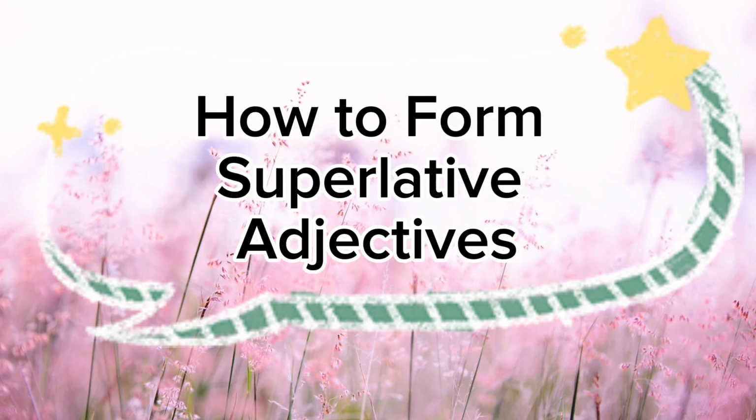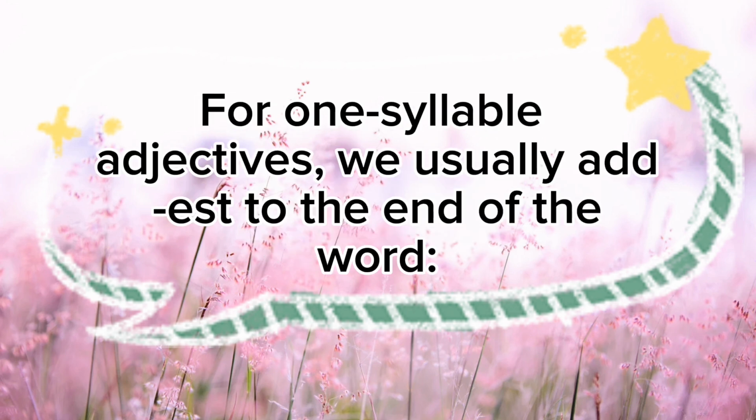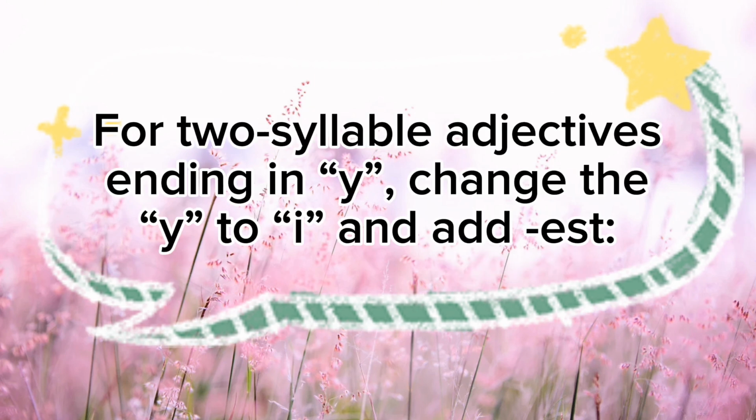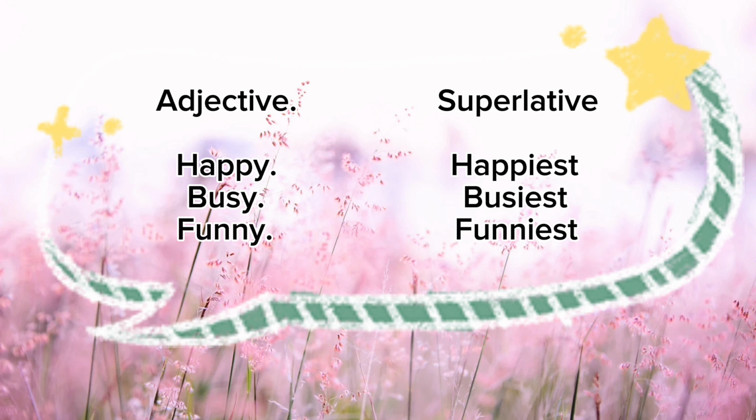How to form superlative adjectives. For one-syllable adjectives, we usually add "est" to the end of the word. Adjective, superlative: tall, tallest; fast, fastest; small, smallest. For two-syllable adjectives ending in y, change the y to i and add "est." Adjective, superlative: happy, happiest; busy, busiest; funny, funniest.